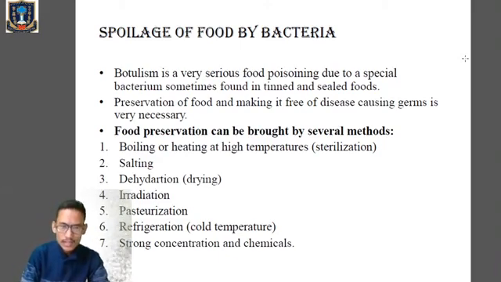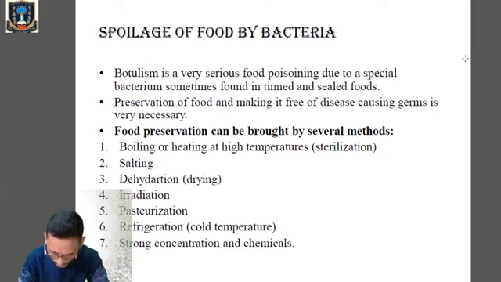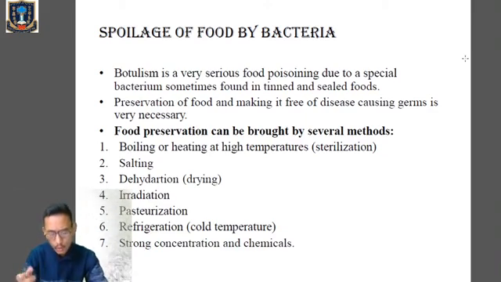Next method is refrigeration or cold temperature, because microbes do not grow and multiply at cold temperatures or below the freezing point. Domestic refrigerators cool at 0 to 5 degrees Celsius for short storage time. Deep freezers cool at minus 20 degrees Celsius to minus 30 degrees Celsius for longer term storage.